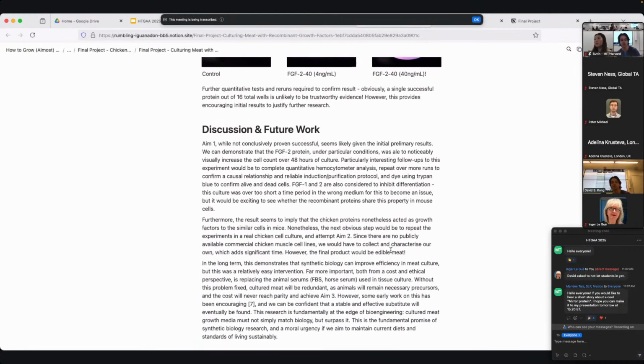This is by no means a solution to the cultured meat problem. This maybe got us twice as efficient media, and we need, as I said, 100 times. So there's plenty more work to do in the field. But I think this is encouraging that, with synthetic biology, we can engineer this protein of this growth media to try and get the results we want.